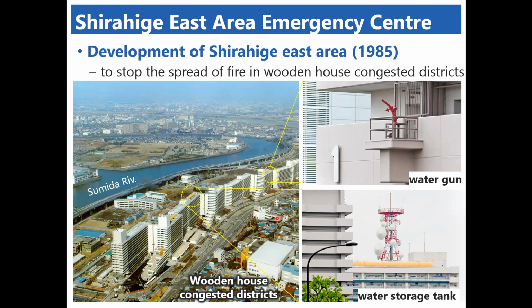Therefore, in order to stop the spread of fire, the development of the Shirahige East area was promoted from the 1960s. Interestingly, we can see many autonomous disaster prevention facilities, such as water guns and water storage tanks.